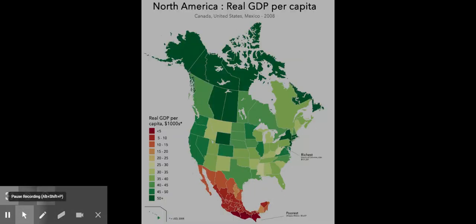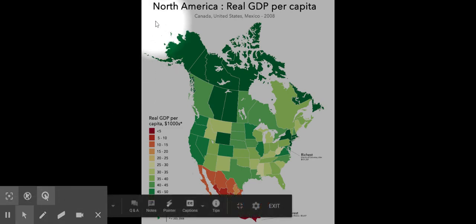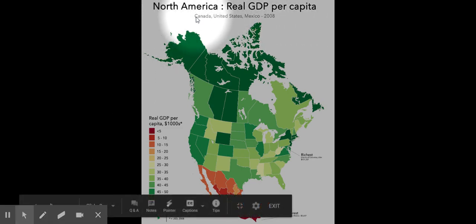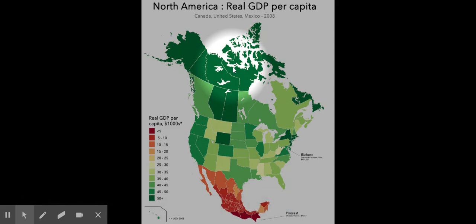Don't forget the steps to analyze a map. Read the title first, understand the purpose, then examine the key, and then look at the map and the patterns that you see on the map. And that will help you answer the questions that are being asked.